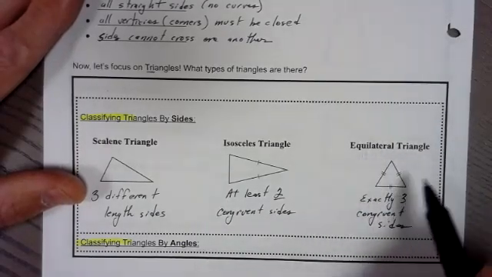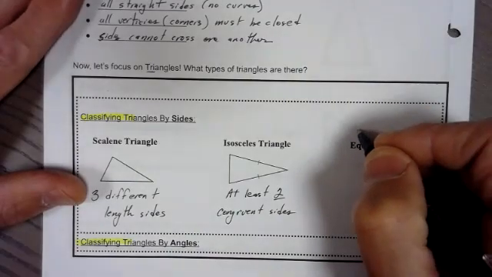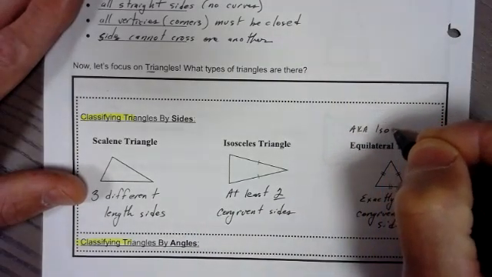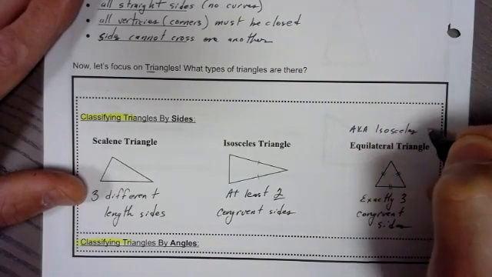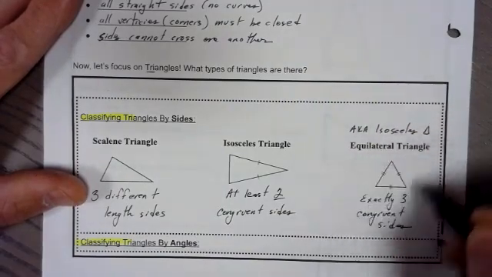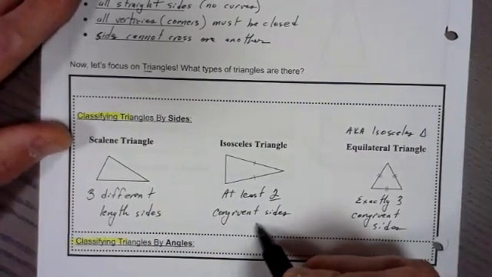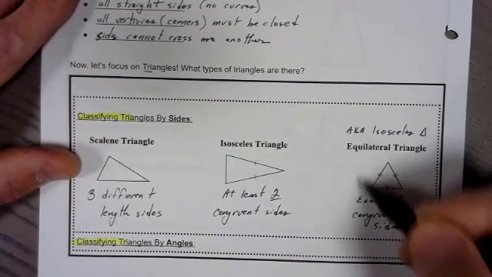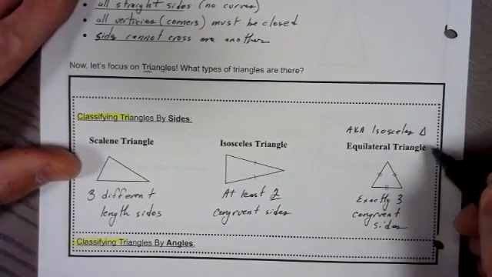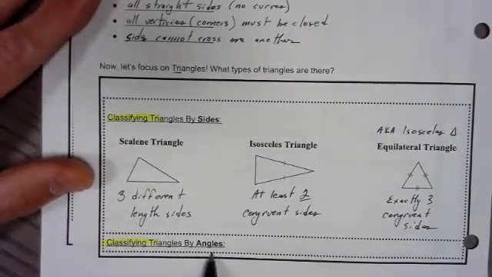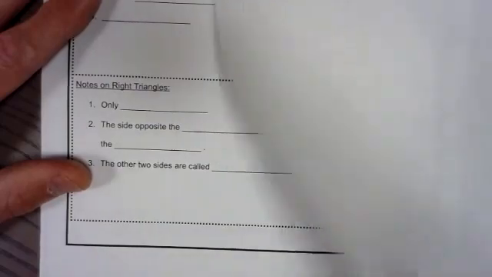So this equilateral triangle can also be called, AKA, which means also known as, an isosceles triangle. So these equilateral triangles are also going to fit the definition of an isosceles triangle. So we can call an equilateral triangle both an equilateral triangle and an isosceles triangle. Okay, let's move on. Now we're going to classify the triangles by angles.